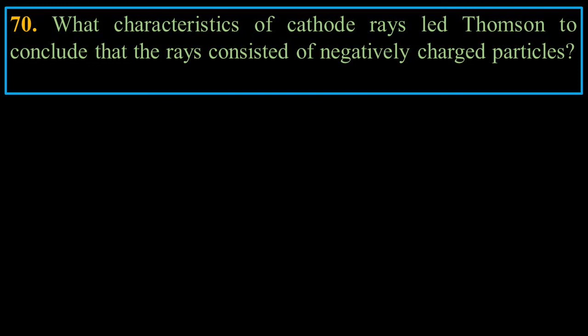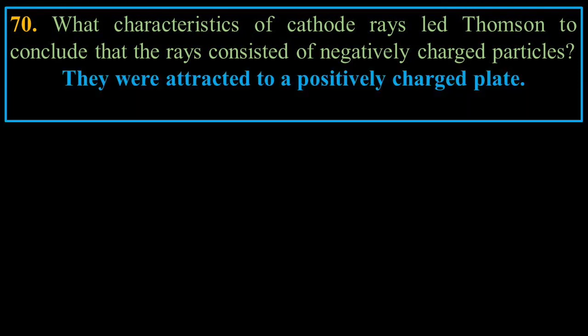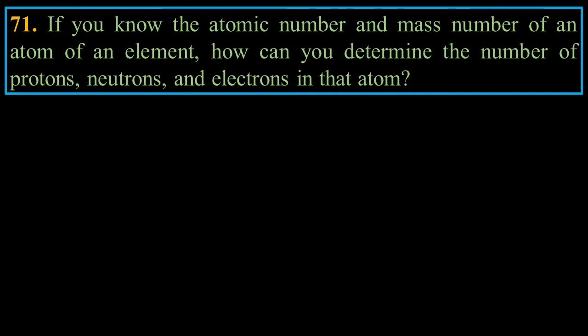Just remind me. What characteristic of cathode rays led Thomson to conclude that the rays consisted of negatively charged particles? They were attracted to a positively charged plate.